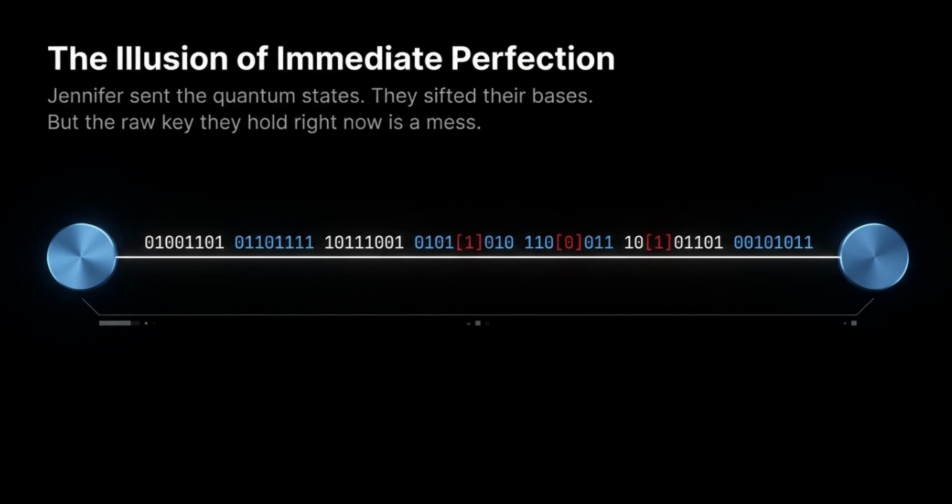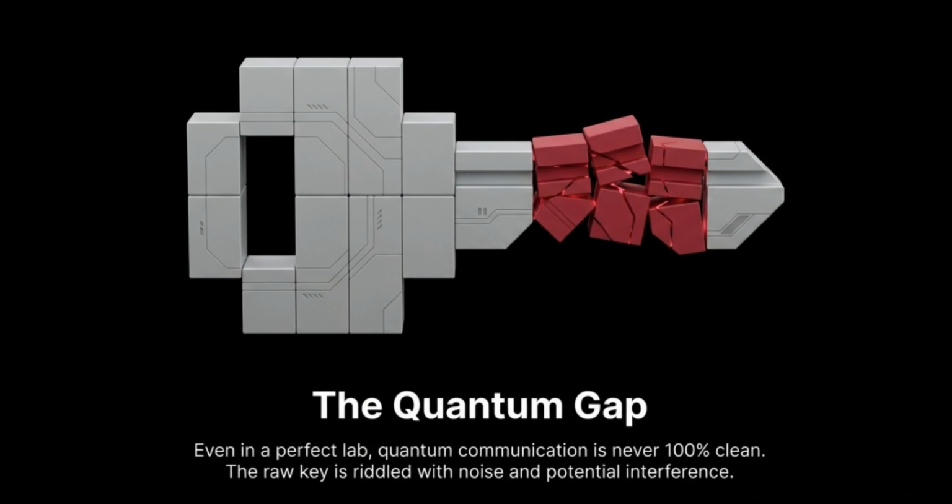We need to identify every single one of those red errors and correct them without letting an eavesdropper see the values. This brings us to the critical work of post-processing. If you look at the image on your screen, you'll see a visual representation of what we call the quantum gap. On the left, we have the solid foundation of our key, the bits Jennifer and John successfully exchanged. But as you move toward the right, that structure begins to fracture into red, broken fragments.